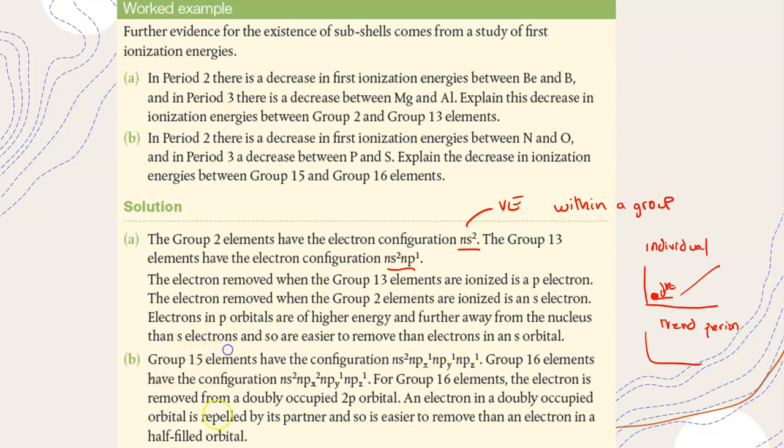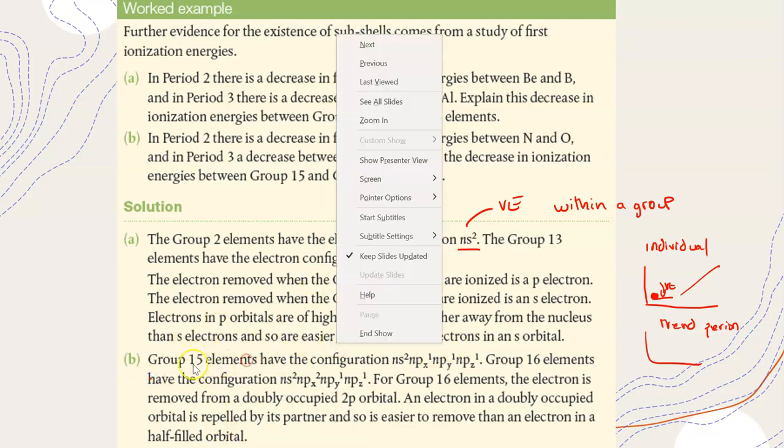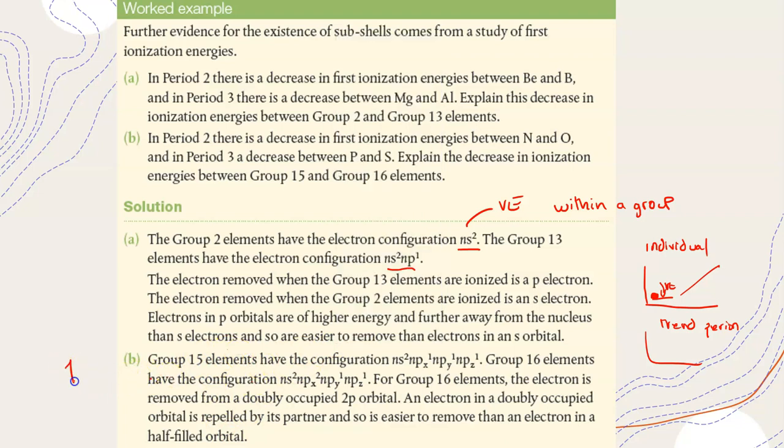You could even use your arrows-in-boxes diagram showing the pairing of the electrons to support this. And therefore, because of that repulsion from its partner, it will be easier to remove. So we're using the same kind of arguments here as we were for successive ionization energies, looking at the first ionization energies as we move across a period or down a group.